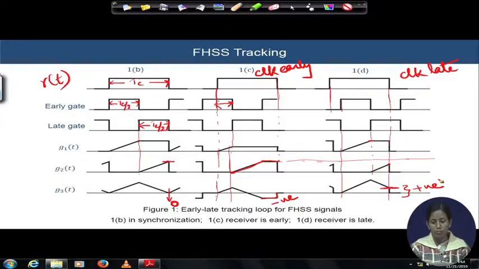So, you are going positive way, means you are going late, so please move left. And here you are going negative, means you are going early, so you have to make yourself late. So, seeing the value at the output of the adder, the voltage control oscillator adjusts the phase of the clock to readjust the clock's location. This is the way the tracking goes on in an early and late gate based FHSS tracking.